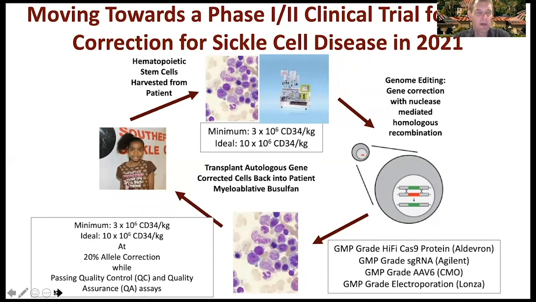move forward with a clinical trial in which we would harvest hematopoietic stem cells from a patient, purify them, and then manufacture them under GMP conditions, and have that product undergo quality control. If it passes our 20% allele correction and a minimal cell number, we would transplant those patients as part of an autologous transplant back into the patient after the patient received full dose myeloablative busulfan conditioning. I show a picture of a child here because one day we would like to use this in children before the end organ damage of sickle cell disease occurs, but initially we will start in young adults for ethical reasons.